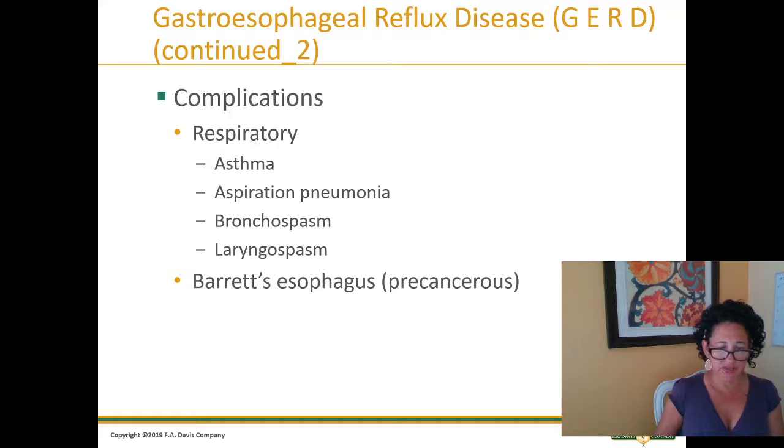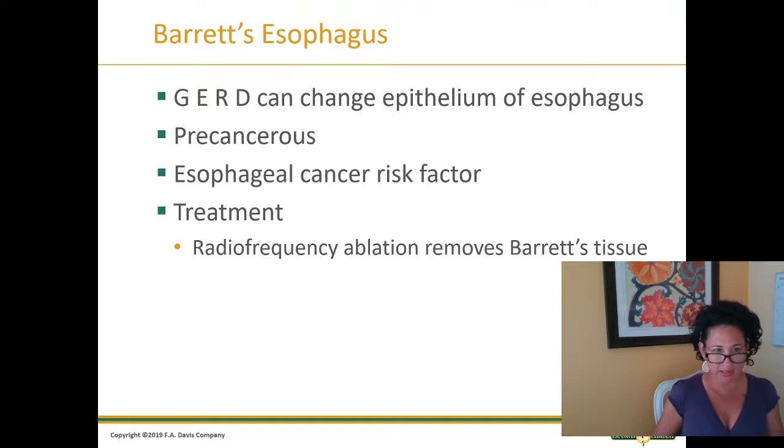Respiratory complications from GERD: yes, asthma, aspiration, pneumonia, right? If all this acid is continually coming up, this makes sense of how these problems can happen. Furthermore, GERD can change. So Barrett's esophagus. This is on page 645.